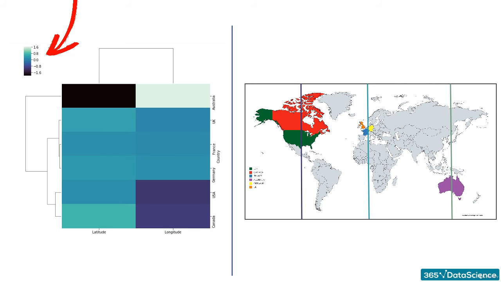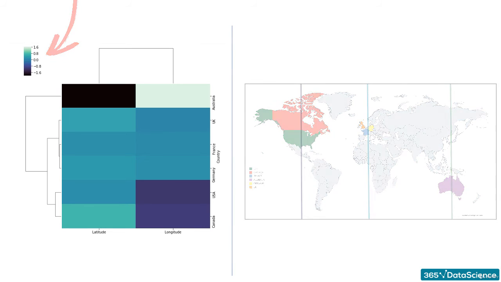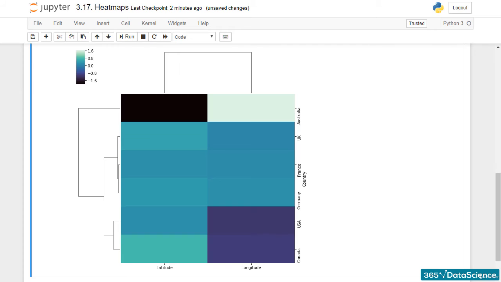Heat maps in general are a great way to explore the data. We can even cluster these observations just by looking at the colors. Germany, France, and the UK are very similar regarding both features, so they will be one cluster. USA and Canada are almost the same in terms of longitude and have a slight difference in terms of latitude. Australia is completely different in both aspects. So, these are the 3 clusters based on the heat map.